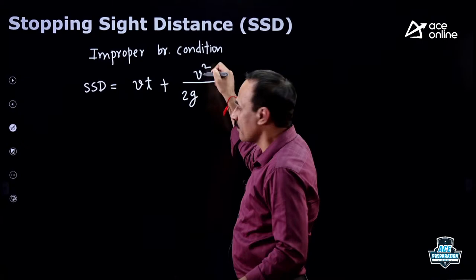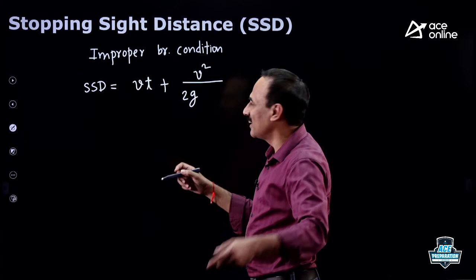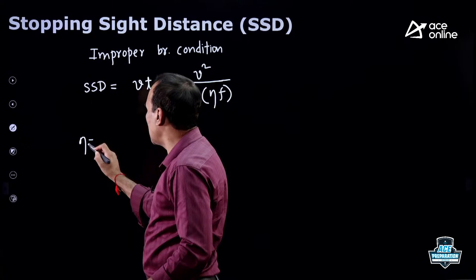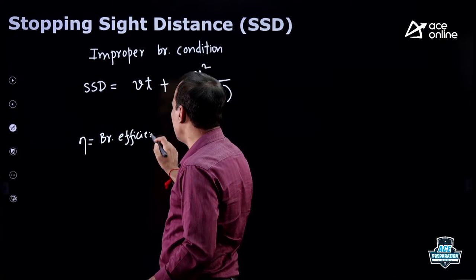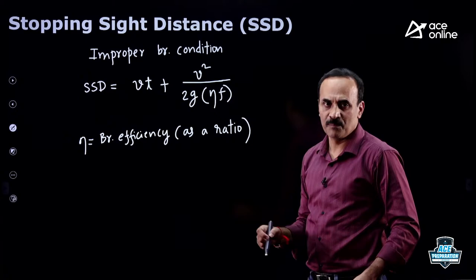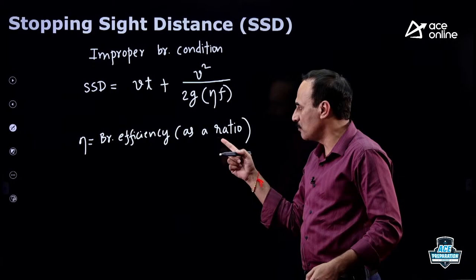V is also a constant, depends upon the type of road. 2g, g is a constant on the earth surface. So the coefficient of longitudinal friction changes with brake efficiency. Eta is called brake efficiency. Again, you need to take efficiency as a ratio. Even though brake efficiency is given in percentage, you need to substitute this as a ratio. The gradient, you need to substitute as a ratio. Even brake efficiency, you substitute as a ratio.